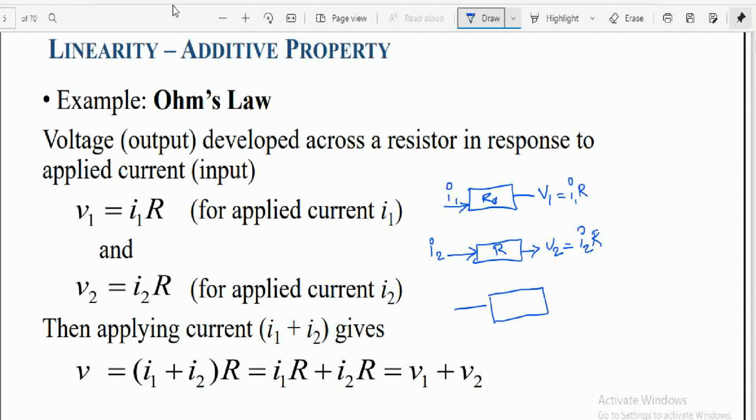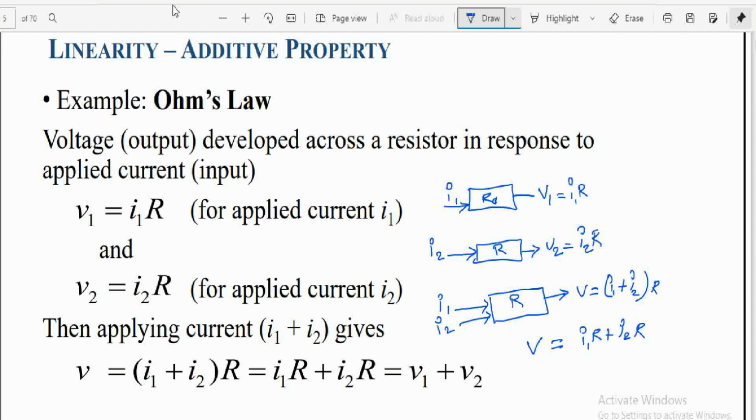both the inputs I1 and I2, if both the currents flow through the resistor R: if I1 current flows, then I1 into R, if I2 current flows, I2 into R. If both currents are flowing at the same time, then the response is V, where the current is I1 plus I2, into the resistance R. So V equals I1 R plus I2 R.